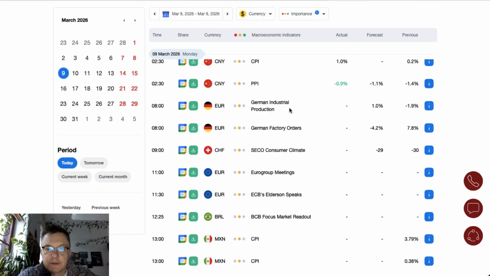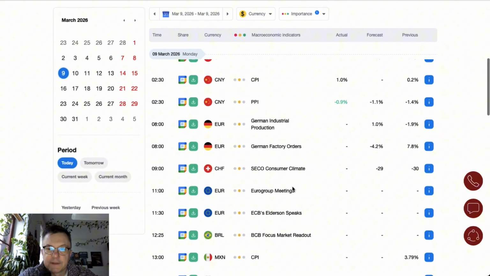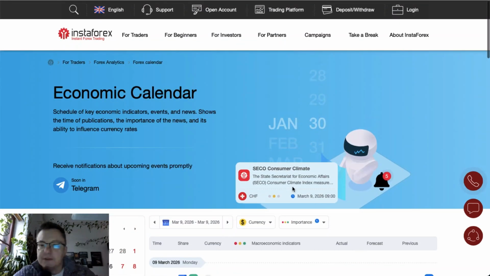German industrial production data is scheduled for release at 8 o'clock together with the German factory orders. Switzerland SECO consumer climate is scheduled for release at 9 o'clock. Eurogroup meetings start at 11, and 30 minutes later ECB Elderson will give a speech. During the US session there are no important data releases. So without any further ado, let's switch to the charts, and we are going to start with euro dollar.